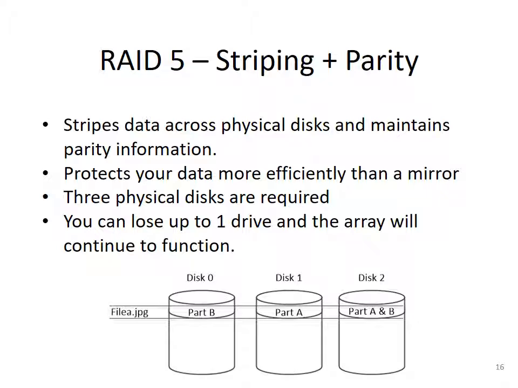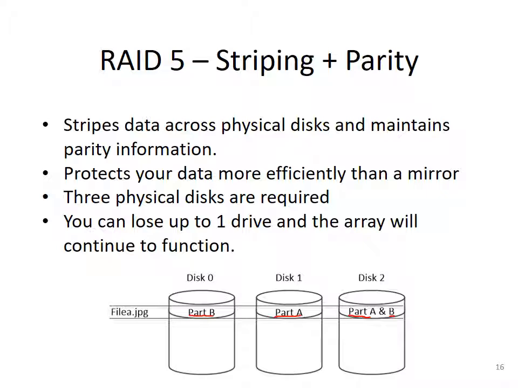So let's take a look at how a file gets written to the disk. You have 3 disks here: disk 0, disk 1, and disk 2. And we've got our file a.jpg, which is just an image file. What's going to happen is it is going to write part B to the first disk. It's going to write part A to the second disk, and then it's going to write part A and part B to this third disk.